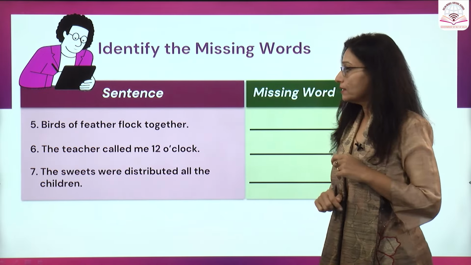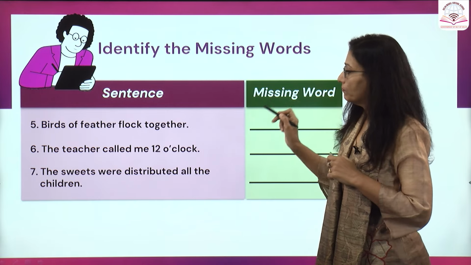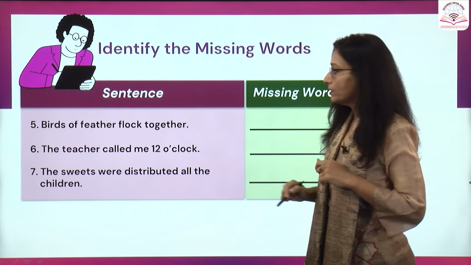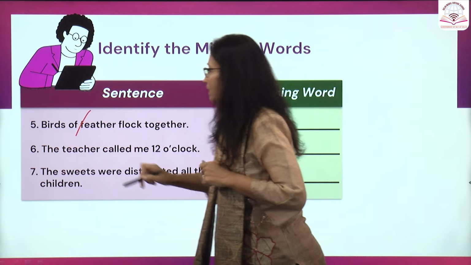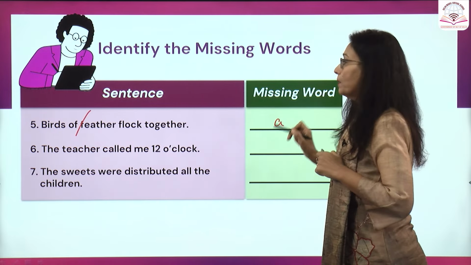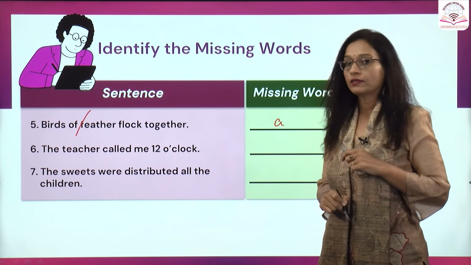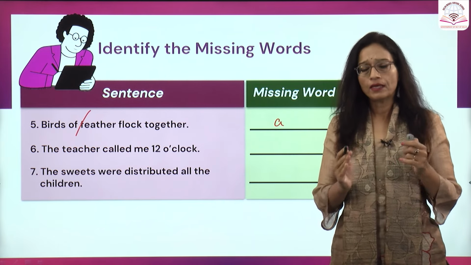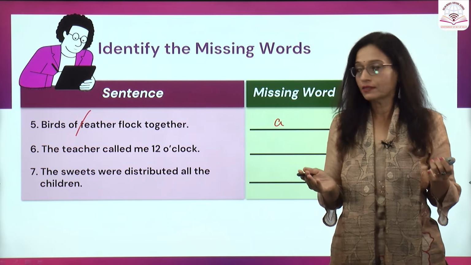The next sentence, birds of feather flock together. This is an idiom, and the missing word is here, and the word is a. Birds of a feather flock together, which means people with similar interests, they connect with each other very easily.